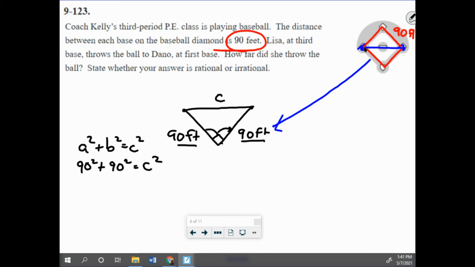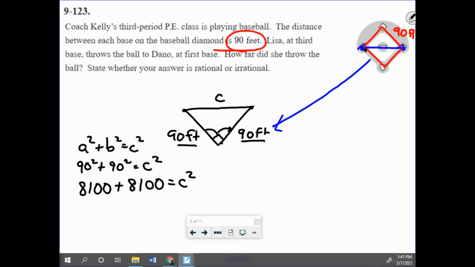And once you get to this point, hopefully you see, once you set up your Pythagorean theorem, it's the same process again and again and again. There's really nothing new once you get to this point right here. It's just a matter of getting comfortable with getting to this point. 90 squared is 8,100 plus 90 squared is 8,100 equals c squared.